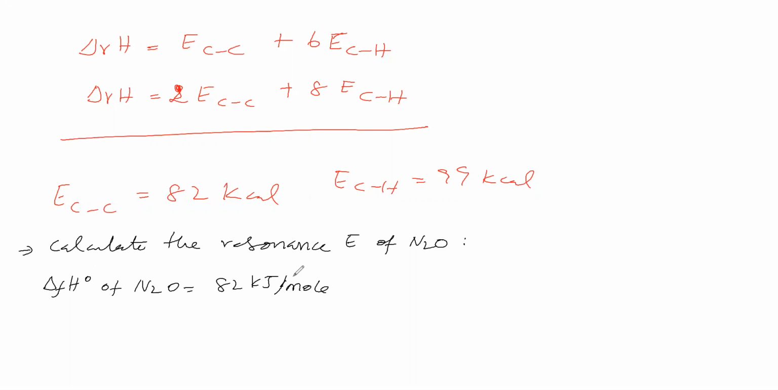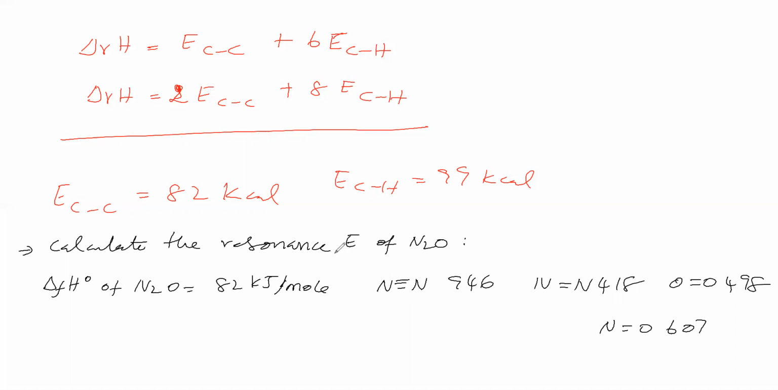Then bond energy is given. Bond energy N triple bond N is 946 kilojoule per mole. Then N double bond N is 418 kilojoule per mole. O double bond O is 498 kilojoule per mole. Then NO is 607 kilojoule per mole. So these are the given data.